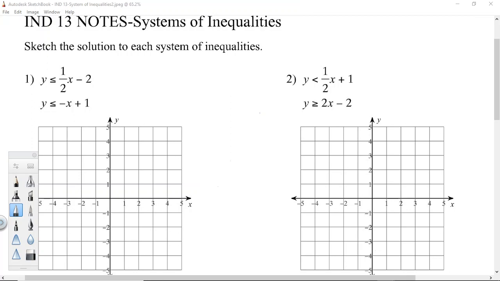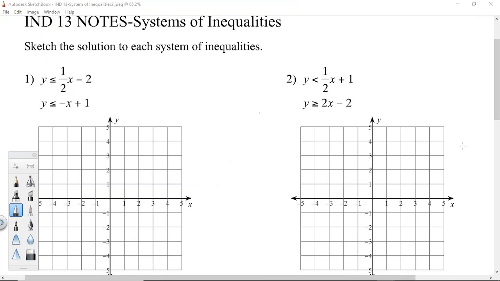There will be a region of the plane, many points that make each inequality true, and we will then look at the overlap of those regions. One part of the plane makes one of the inequalities true, another part makes the other inequality true, and where those overlap, those are the points where both inequalities are true. So let's look at number 2.